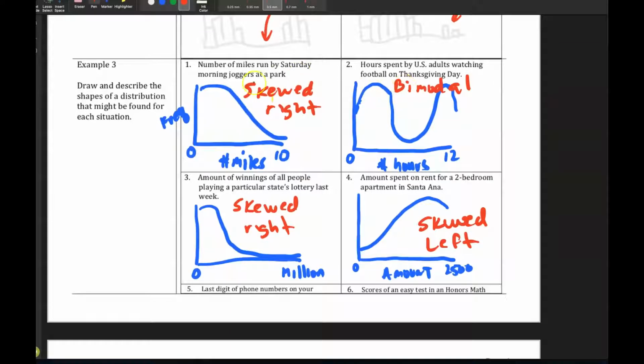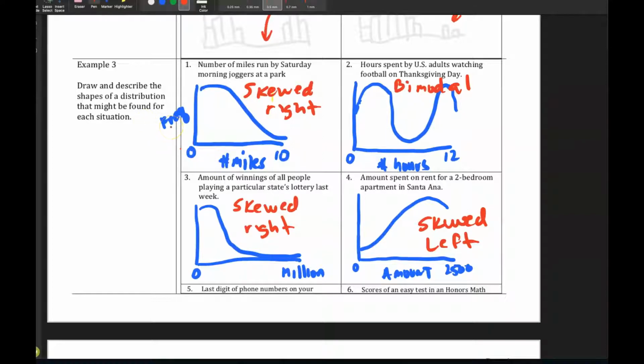But just looking at a few of them here, number of miles run by Saturday morning joggers at a park. So think about how many, now distribution, right? We're looking at a distribution. So what are all the possible values for that variable? So think about a jogger. Each jogger will run a certain amount of miles. That's variable. So the number of miles is a variable. The distribution of that variable will be what are the potential values. And so I just put 0 to 10. It could be maybe 20, but I'm just thinking of at a park.